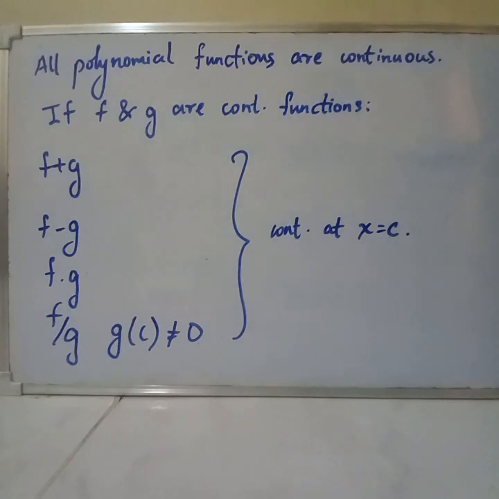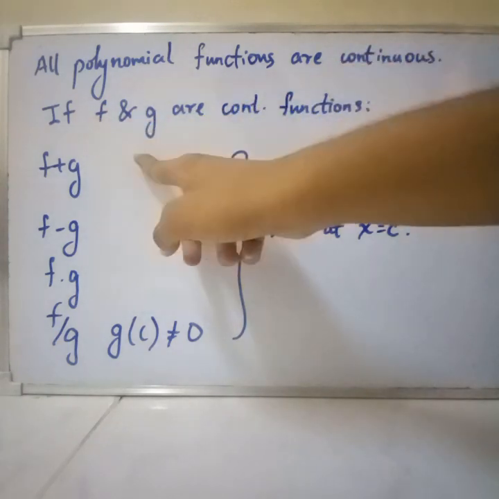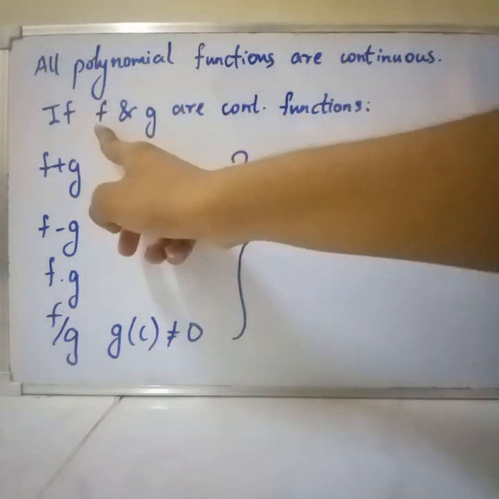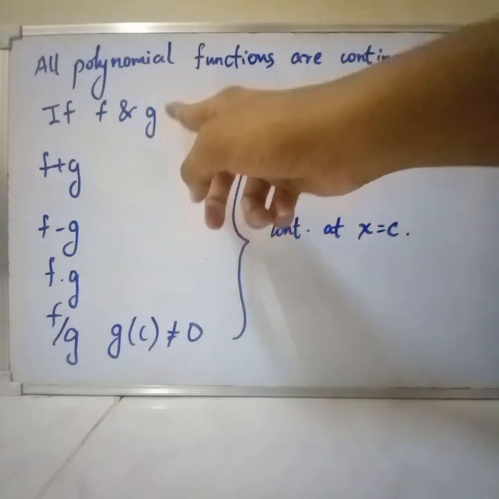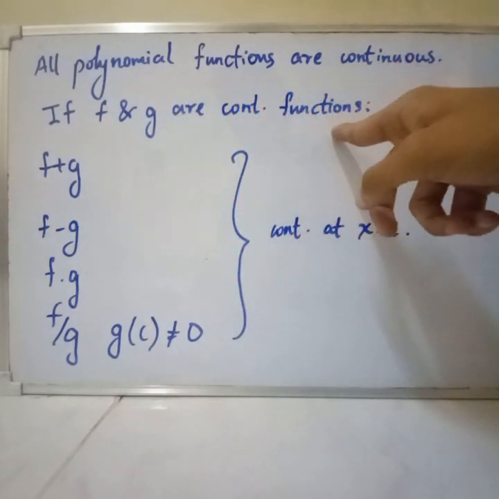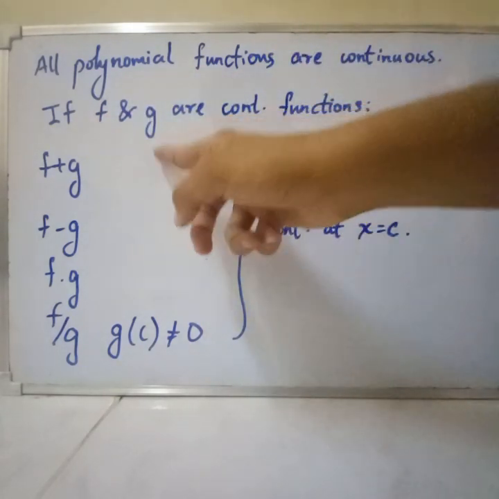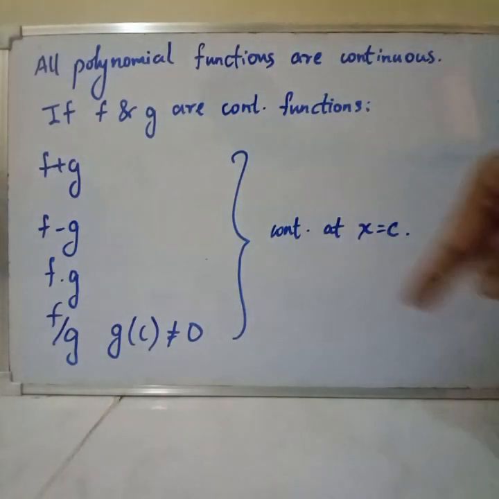So now we have a condition here. All polynomial functions, they are continuous. It's very simple to understand. Polynomial functions are always continuous. And also, if f and g, we have two different functions, f is one function and g is another function, and both of them are continuous, that means f is continuous and g is also continuous, then we have these kinds of cases here.